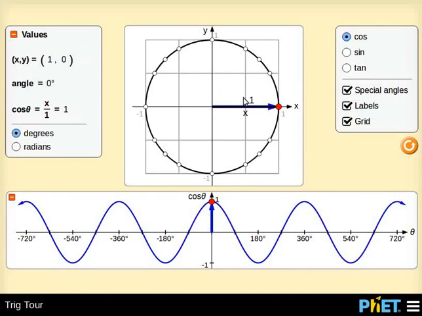In the unit circle, drag the red point counterclockwise to the next special angle. The red point has moved 30 degrees in the counterclockwise direction along the circle. In the values box, x, y is the square root of 3 divided by 2, half.